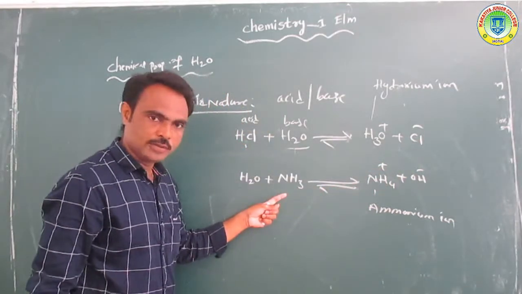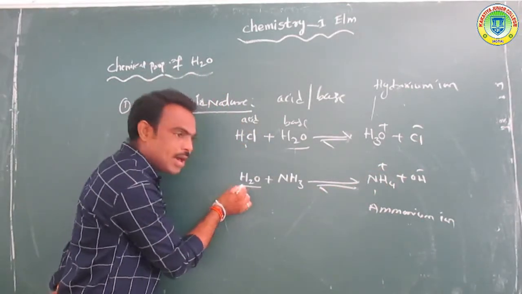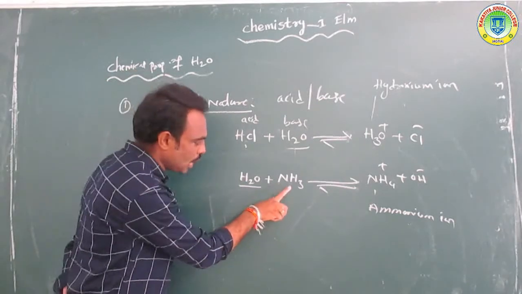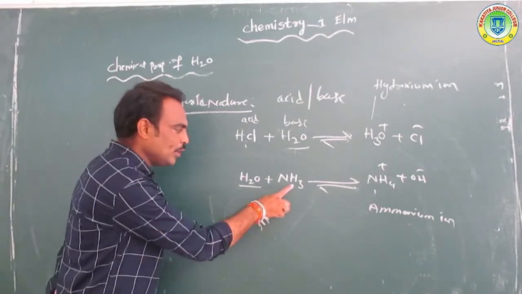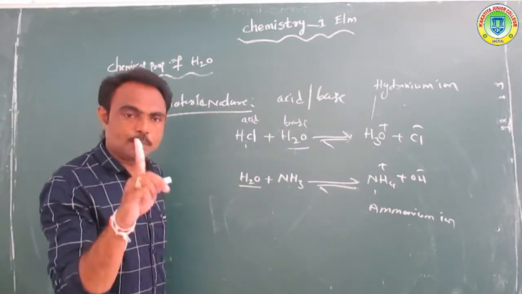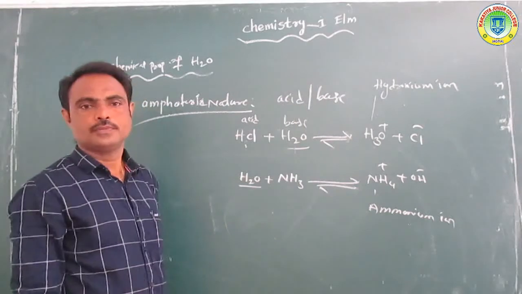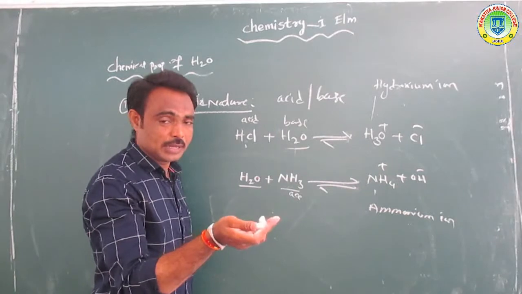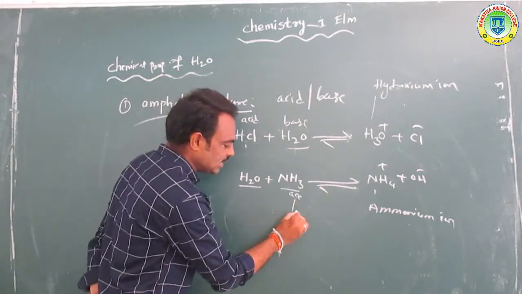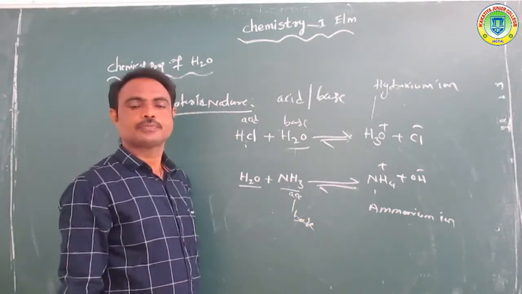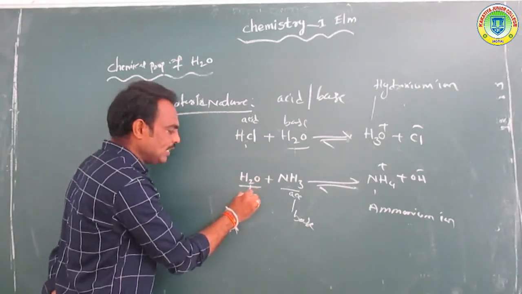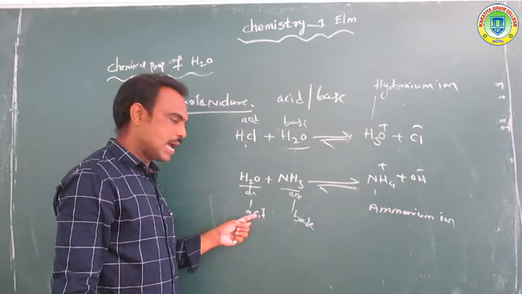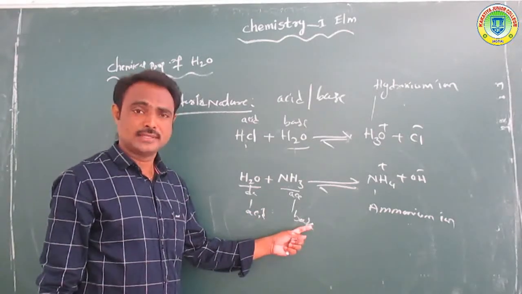So in this reaction, the water molecule donates one proton to ammonia. Ammonia accepts one proton from the water molecule. So it is an acceptor, it accepts the proton, which means it is the base. The water donates the proton, so it is the acid. Okay, donate the proton, acid; accept the proton, base.